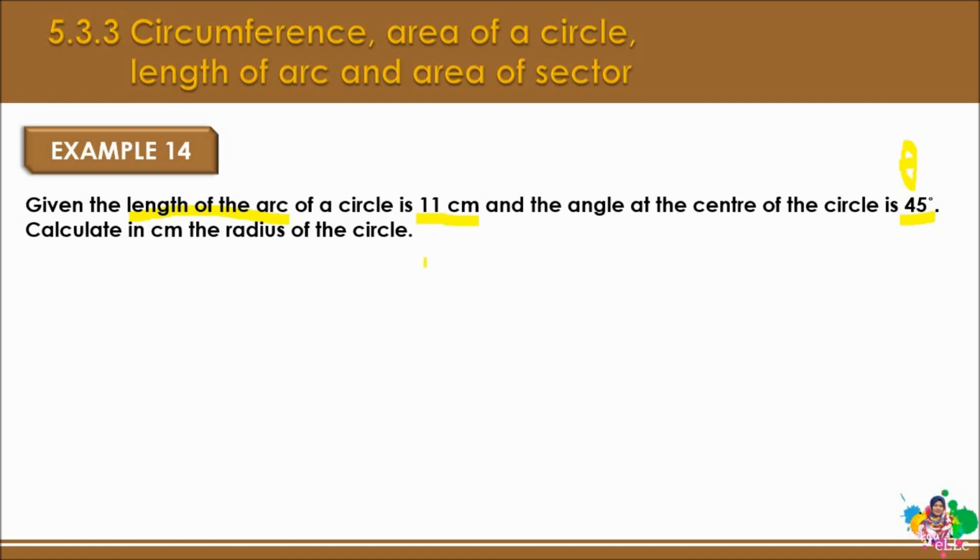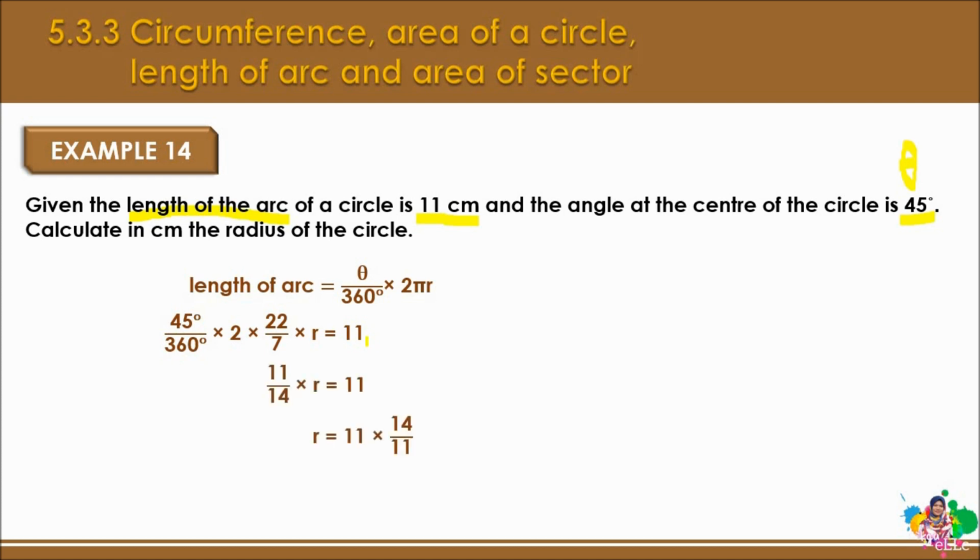So how to calculate the radius? You must use this formula. Length of arc is already given, 11 centimeter. Theta is also given, 45 degrees. Then you can find the value of radius. Just substitute into the formula: theta 45 over 360 times 2 pi r equals 11. Then you solve the equation. You will get r equals 14 centimeter.